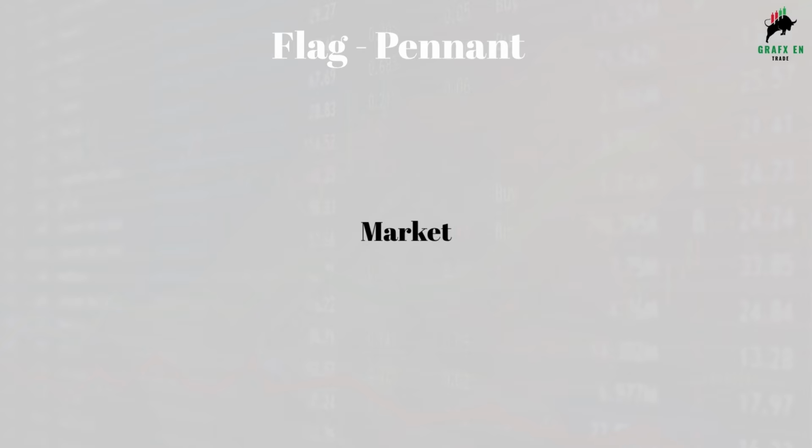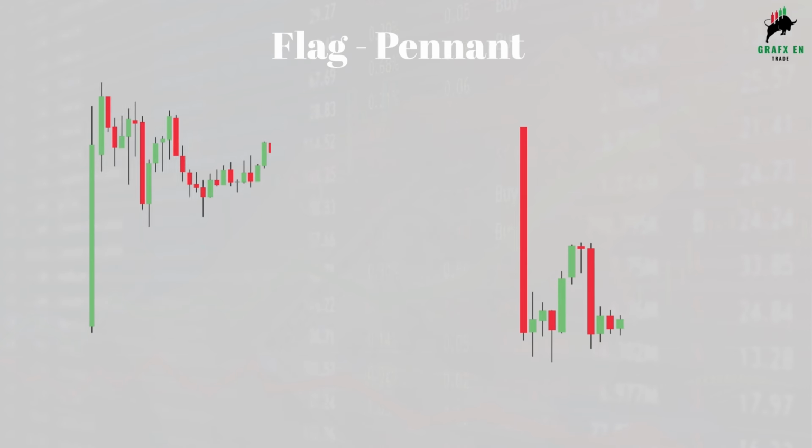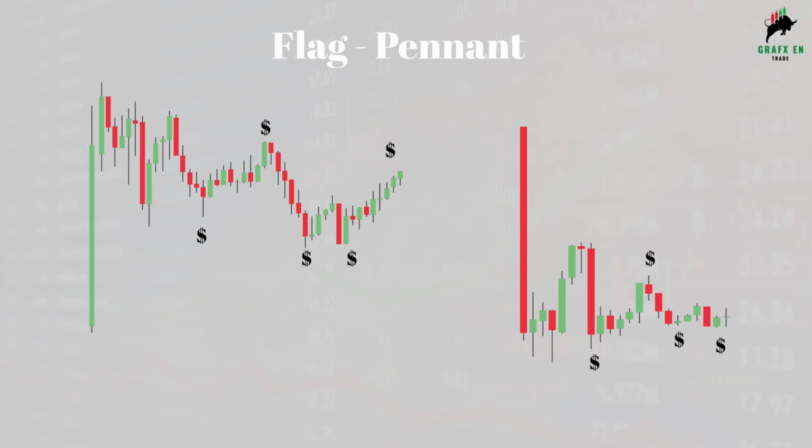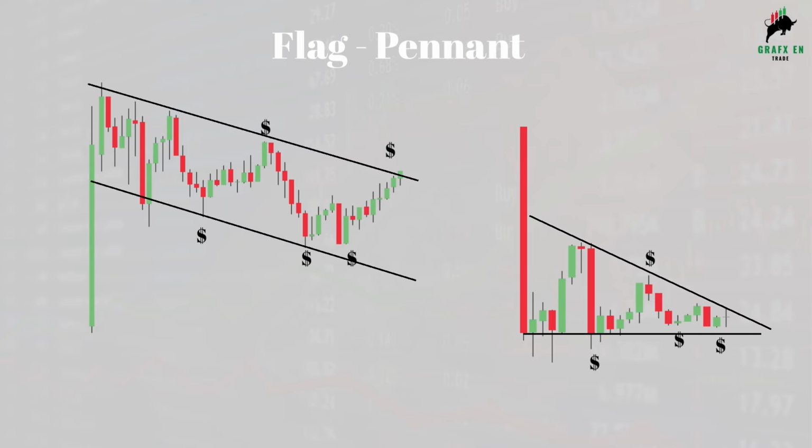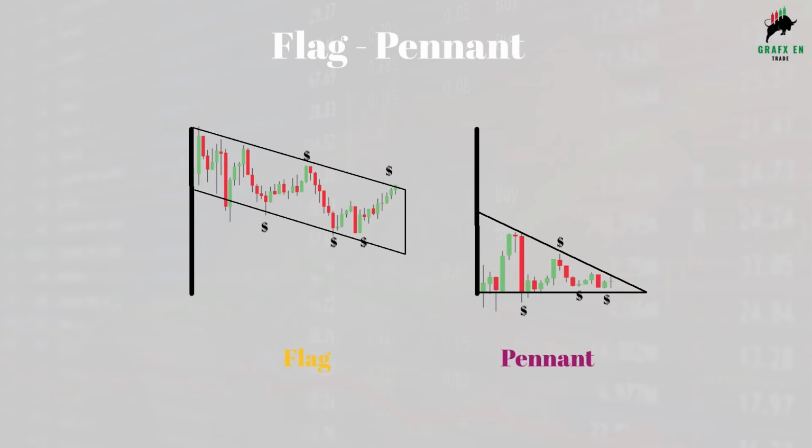The market never moves in a straight line. After strong upward or downward moves, the price rests for a while. During these periods, traders take profits, and new buyers or sellers enter the market. Meanwhile, the price consolidates or slightly retraces, forming a flag or pennant formation.